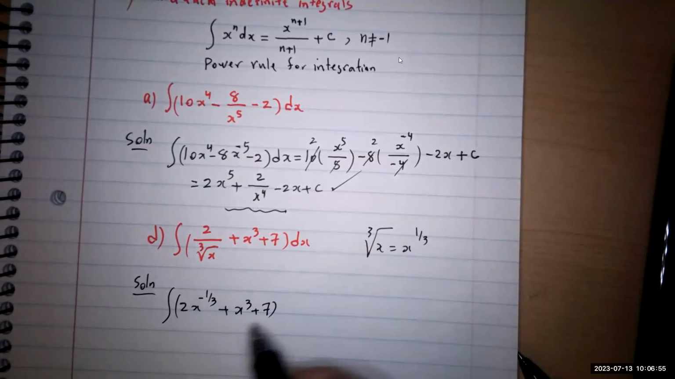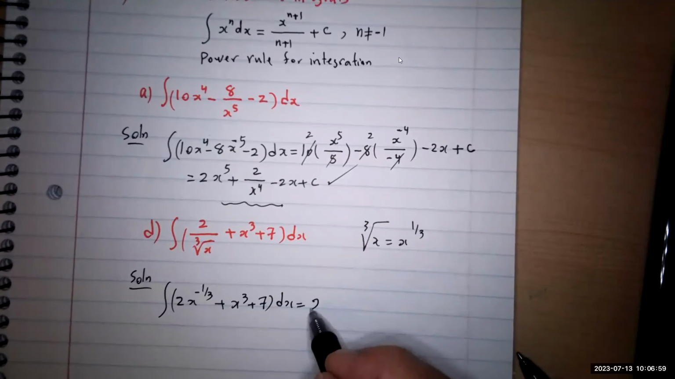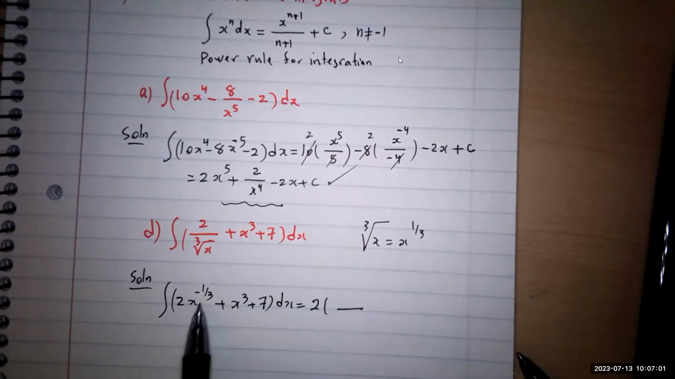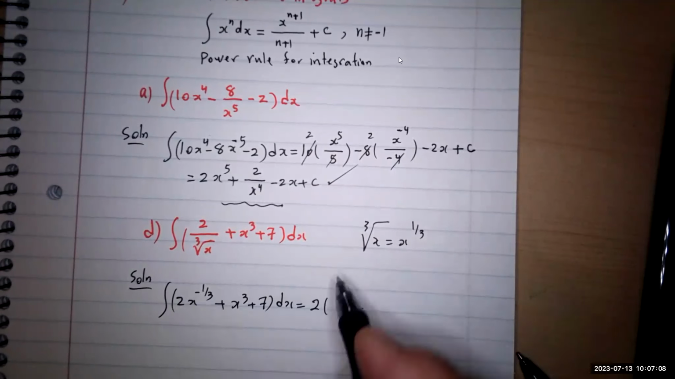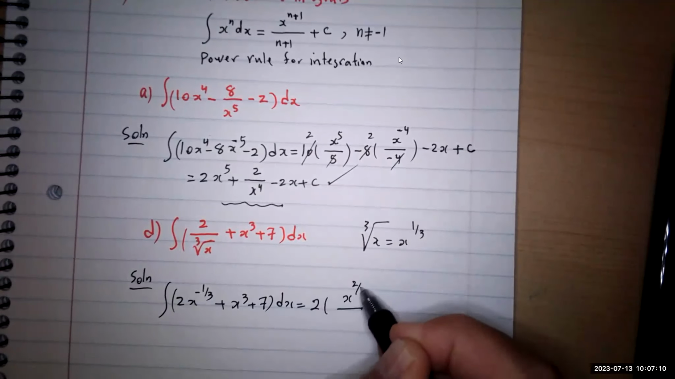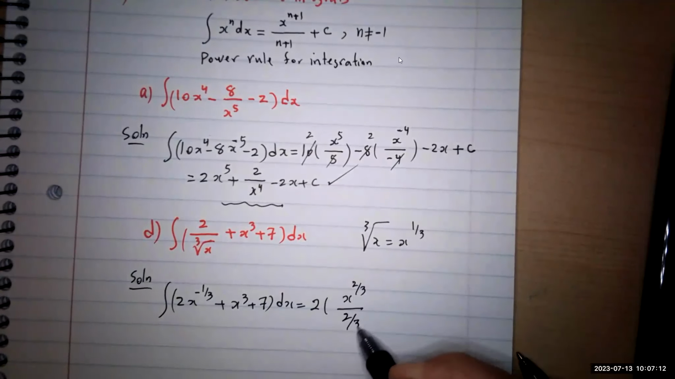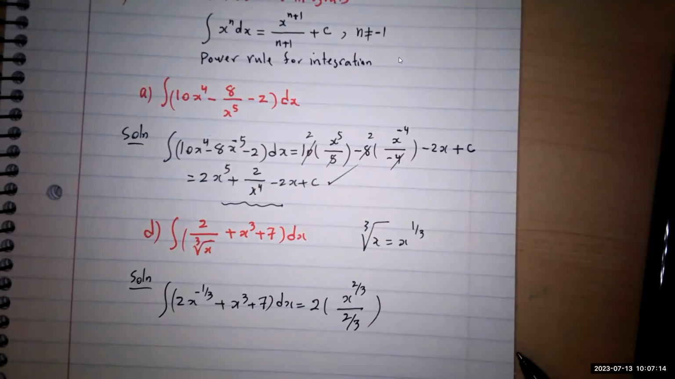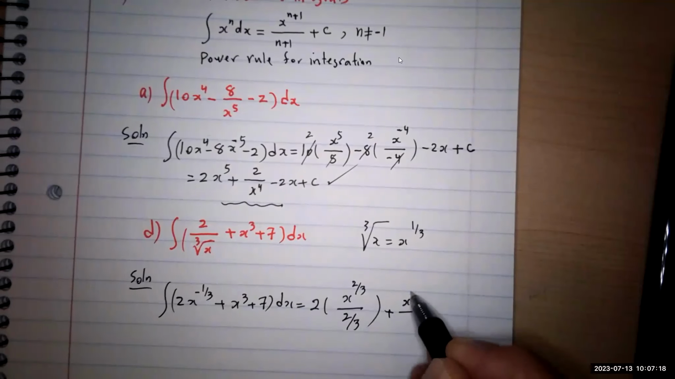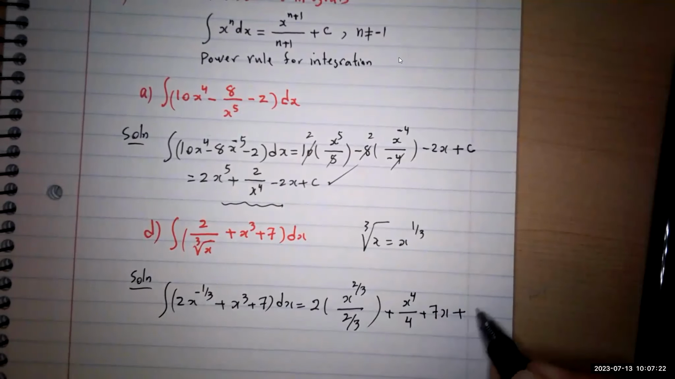That's only rewriting. Now the action of integration. 2 times x to the negative 1/3 plus 1. Negative 1 plus 3 is going to be 2/3, and divided by 2/3. That's the first one. The rest are easy: plus x to the 4, over 4, 7x, and the constant c.